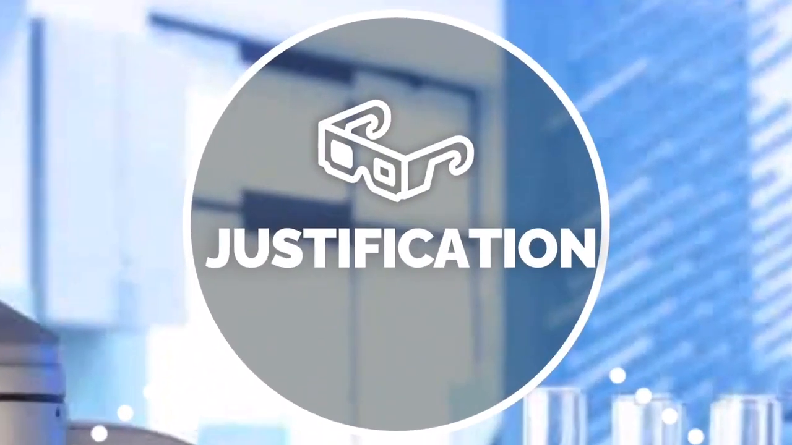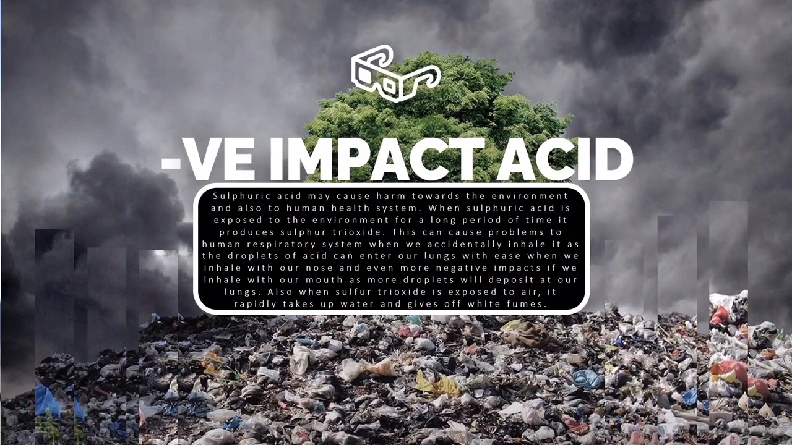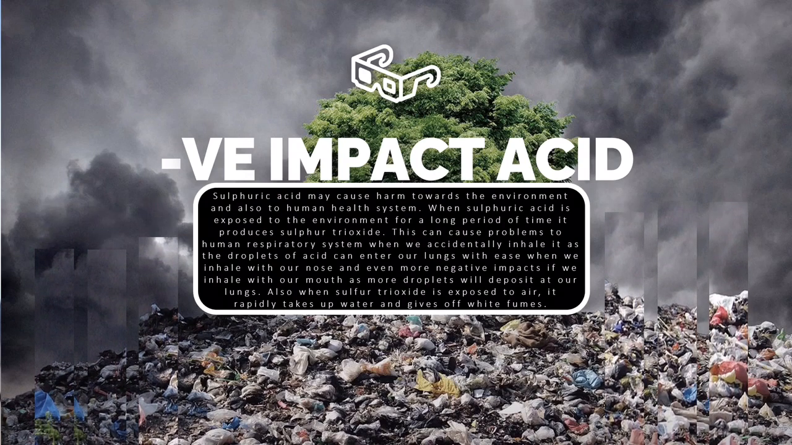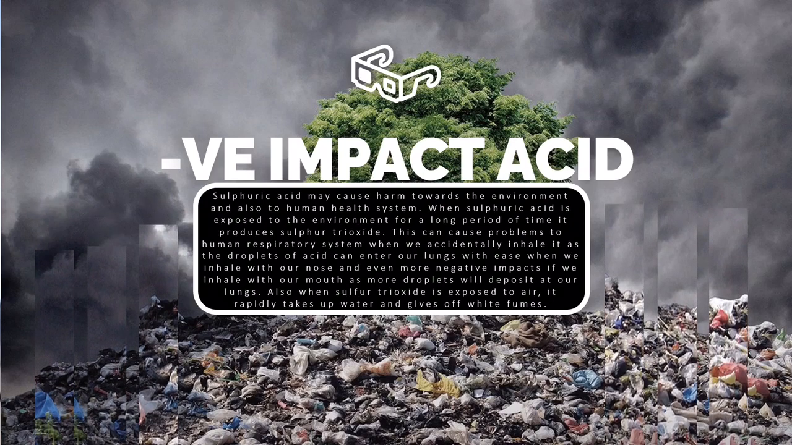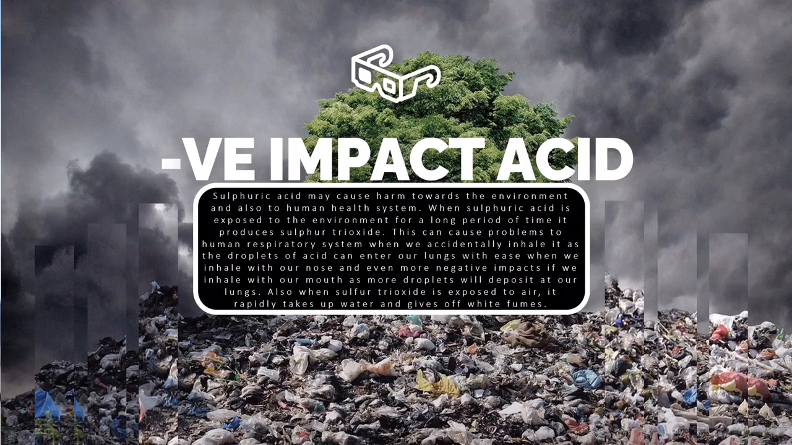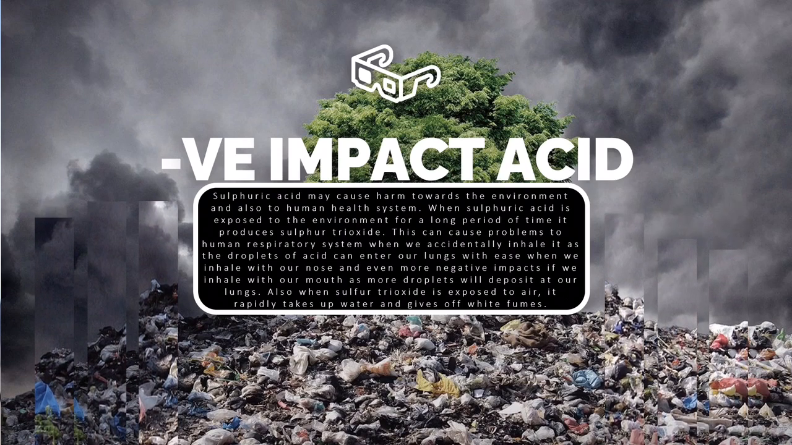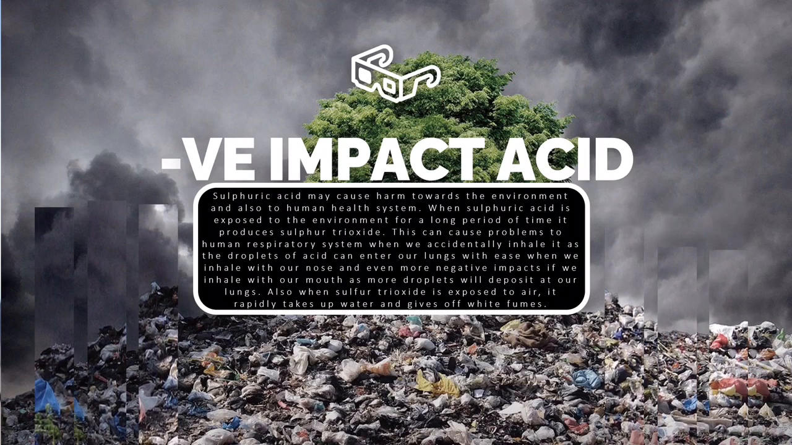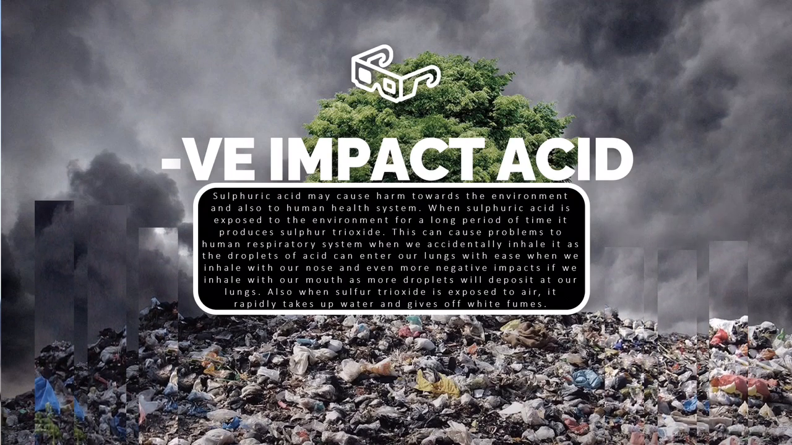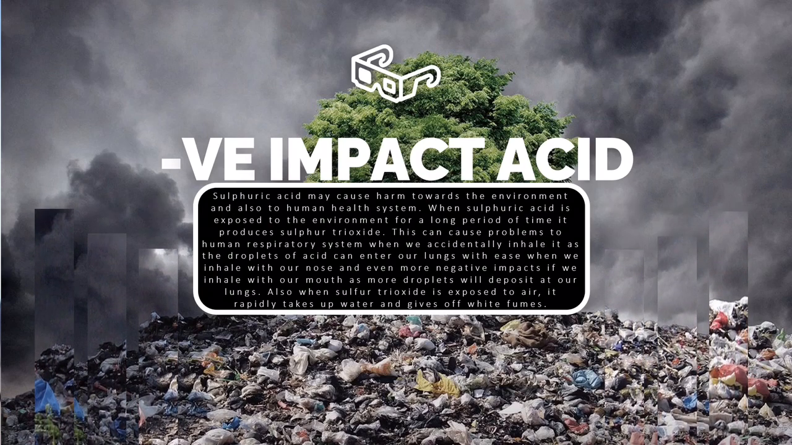Guys, as we all know, acids have negative impacts. When sulfuric acid is exposed to the environment, it may cause harm to the environment and also to the human health system. When sulfuric acid is exposed to the environment for a long period of time, it may evaporate and cause acid rain to happen. Other than that, as we are speaking about human health, when sulfuric acid is exposed, it produces a substance called sulfur trioxide, which can enter our respiratory tract when we inhale it. This sulfur trioxide will deposit in our lungs when we inhale it.